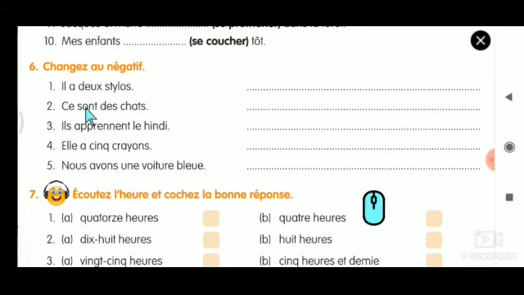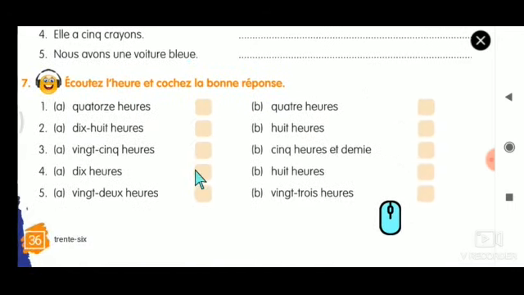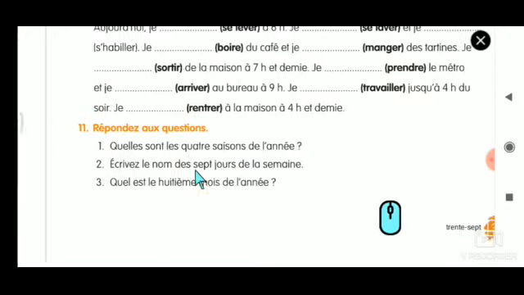Ce ne sont pas des chats. Il n'apprend pas le hindi. Elle n'a pas cinq crayons. Nous n'avons pas une voiture bleue. Okay. So negation you know already.